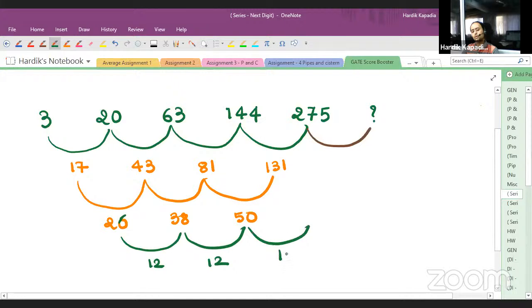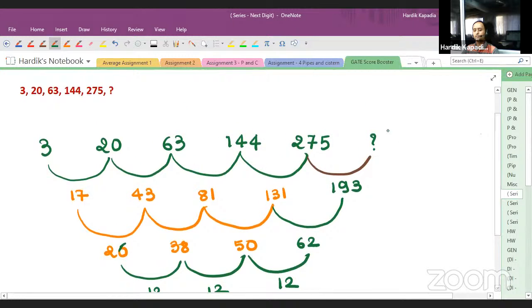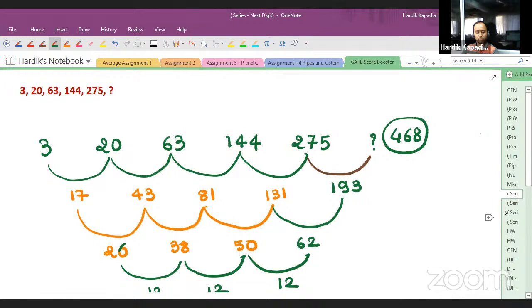So now it's 12, 50 plus 12 is 62. 62 plus 131 is 193, and 275 plus 193 is 468. So 468 is your answer. Very good. Saishnavi, Supriya, Pramanik, very good.